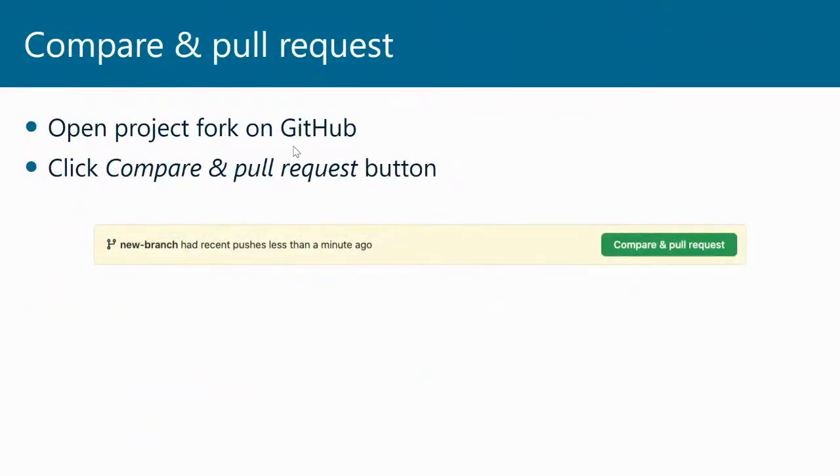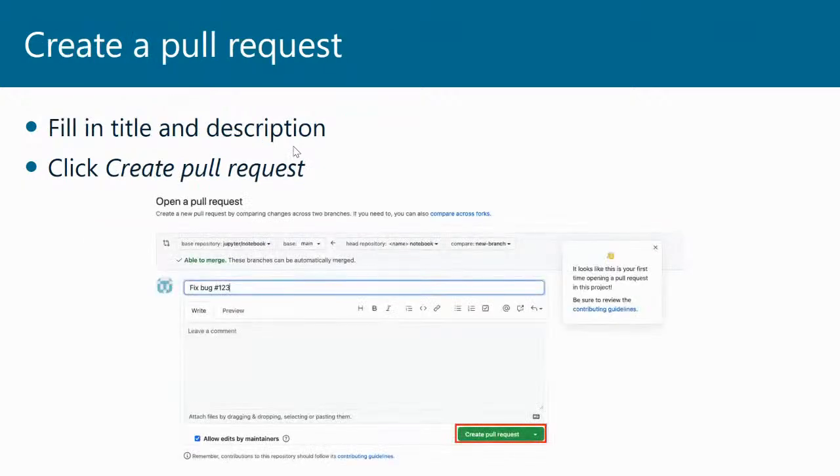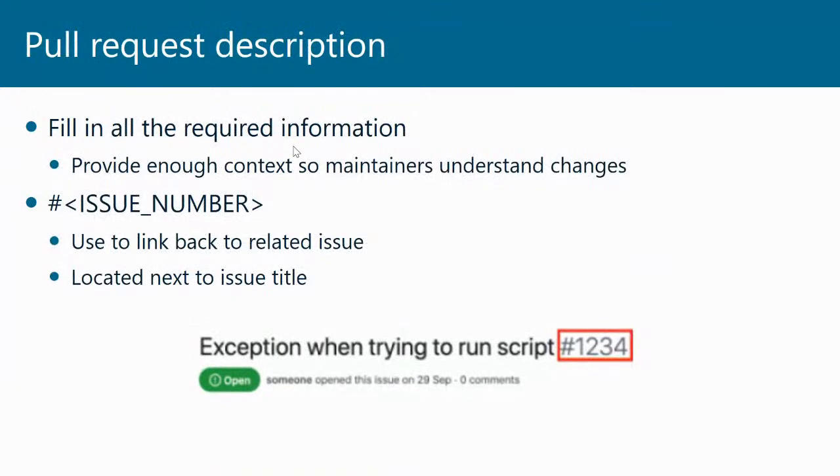So this is exactly what you saw on the screenshot there. Compare and pull request button. You click on it, and now you fill in the title and the description. You click on create pull request. You need to fill in all the required information with enough context so the maintainers understand the changes.